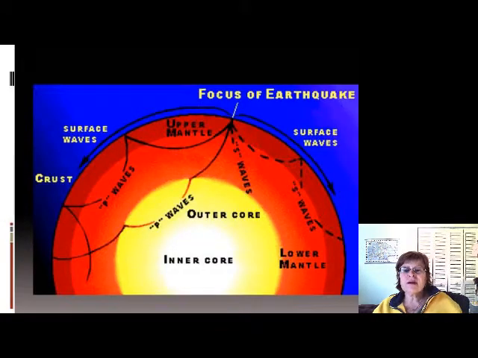And probably you do remember these pictures. This is just all the earthquake waves. The P waves go through liquid, the S waves will not go through liquid, and the surface waves are always on the top of the surface.